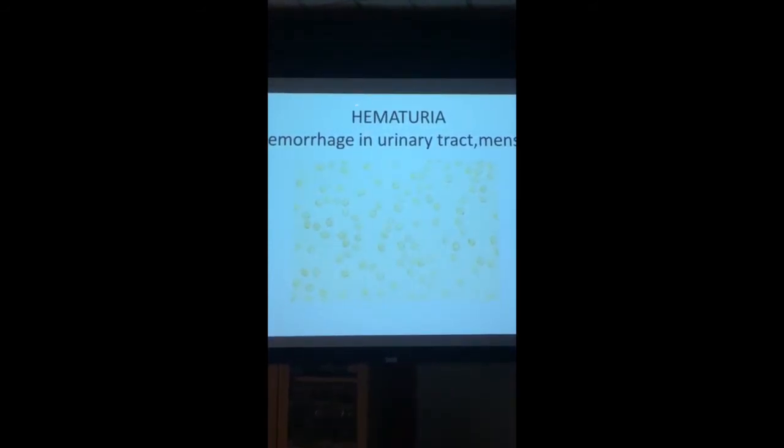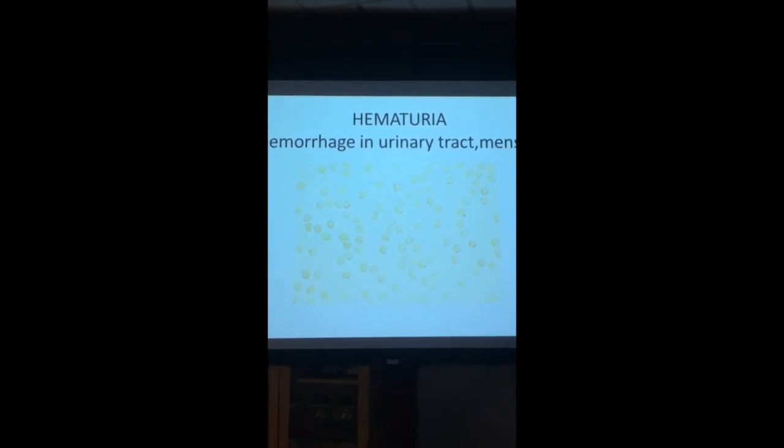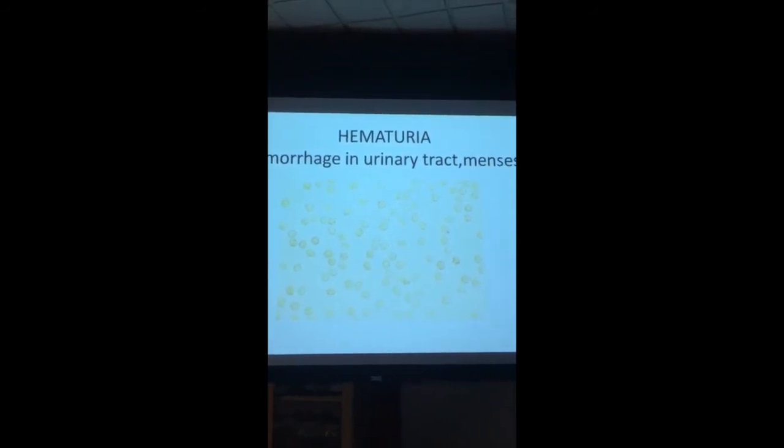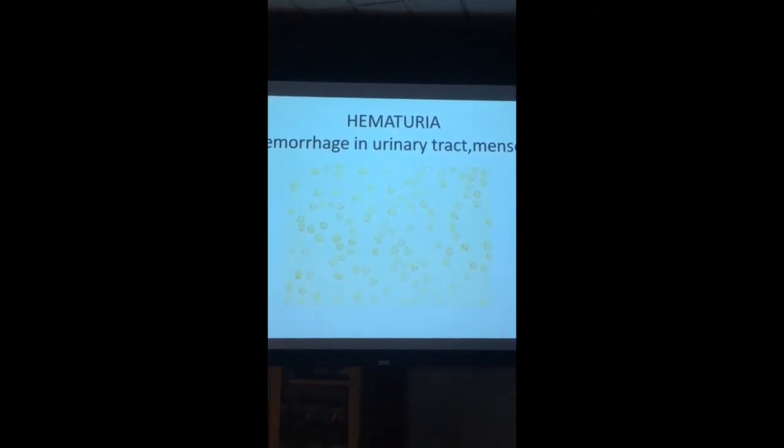Hematuria: hemat means blood, ur means urine, ia means condition. So it's a condition in which you have blood in the urine. So maybe someone is menstruating, or maybe the person just had a urinary catheter removed, and so it scraped some of the epithelial tissue, so you had some bleeding, and there are no nuclei here.